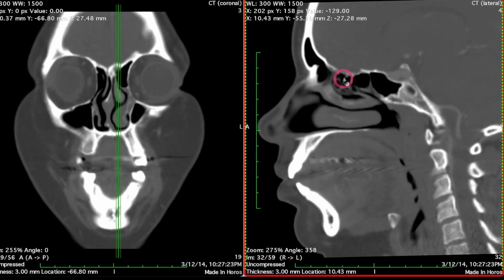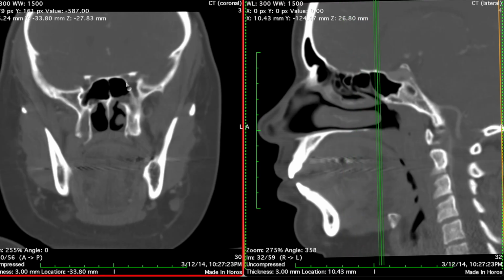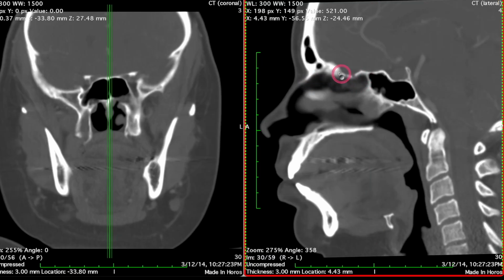in the ethmoid bone, it's very porous. These are the air cells of the ethmoid bone, also called the ethmoid sinuses. On coronals, the ethmoid sinuses are the sinuses immediately medial to the orbits. I'll scroll the coronal images a little bit deeper and return our sagittal back to midline. So this is the ethmoid bone with the cribriform plate.